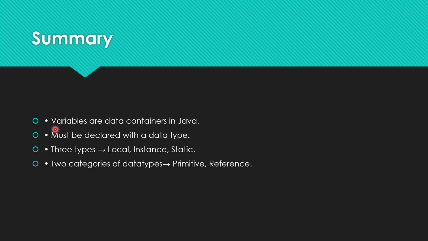Summary. Variables are data containers in Java. They must be declared with a data type. There are three types of variables: local, instance, and static. The two categories of data types are primitive and reference data types.